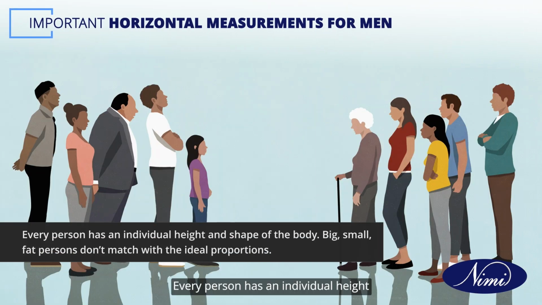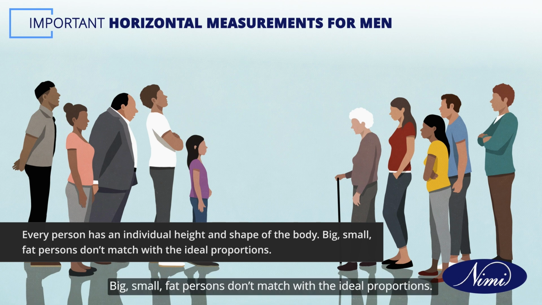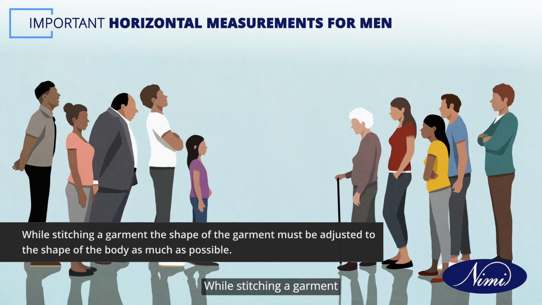Every person has an individual height and shape of the body. Big, small, fat persons don't match with the ideal proportions. While stitching a garment, the shape of the garment must be adjusted to the shape of the body as much as possible.